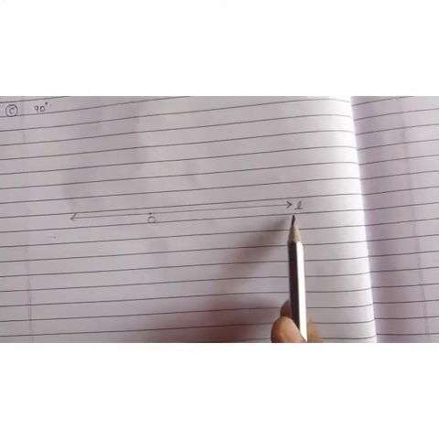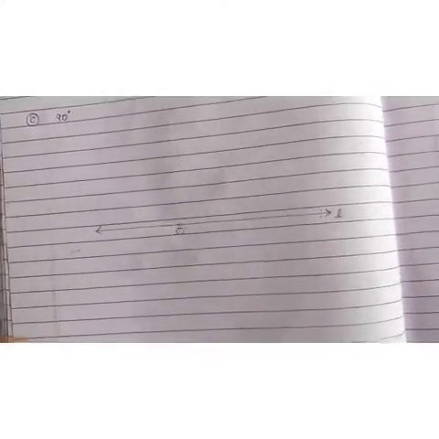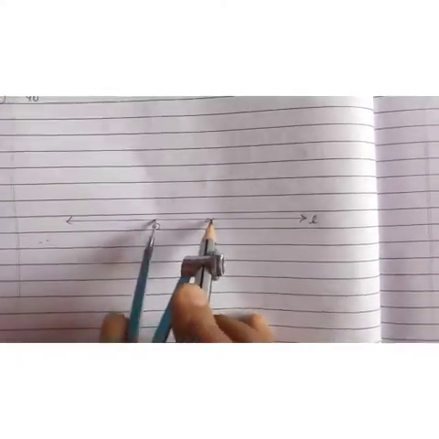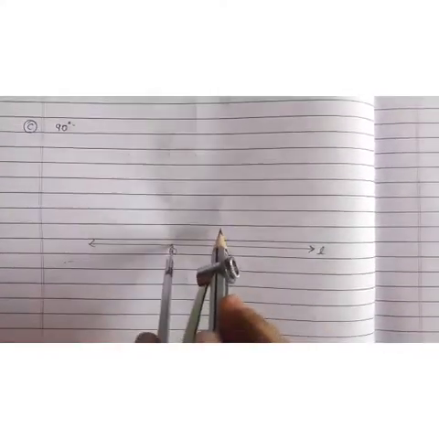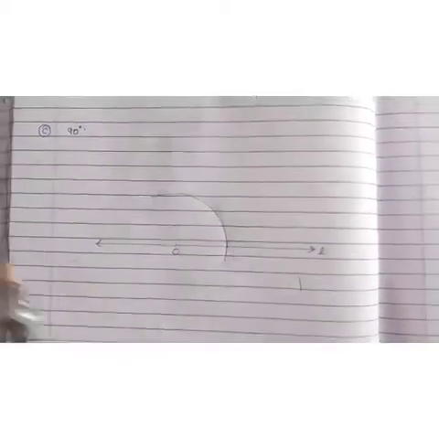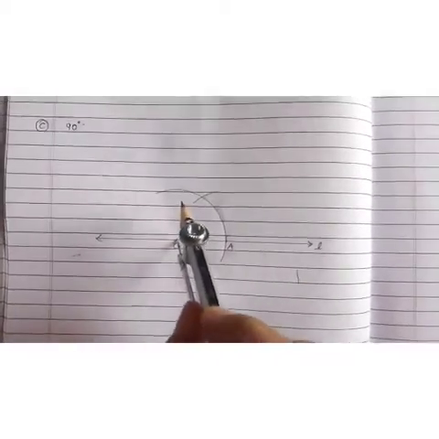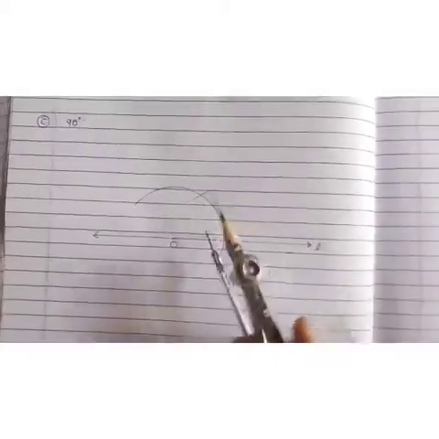For that, draw a straight line, mark it as L, and take any point O on it. Then with O as center and a convenient radius, draw an arc. I have drawn an arc where it is meeting at a point A. Now with A as center and with the same radius, cut it here. We get 60 degrees, but we need how much? 90. We need still more.